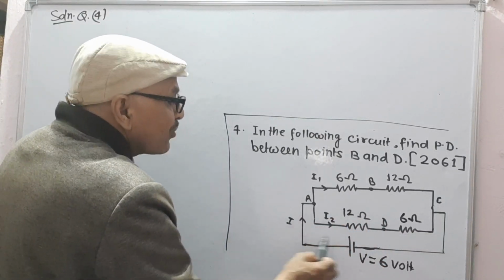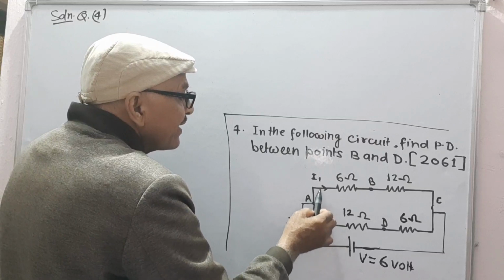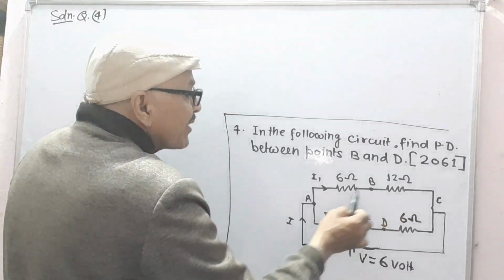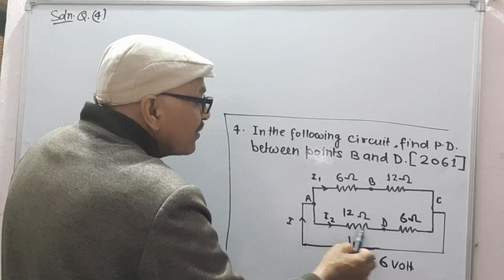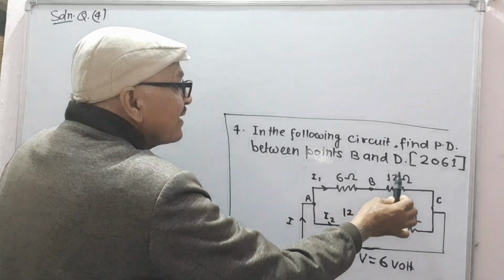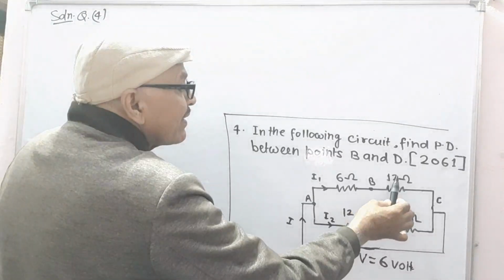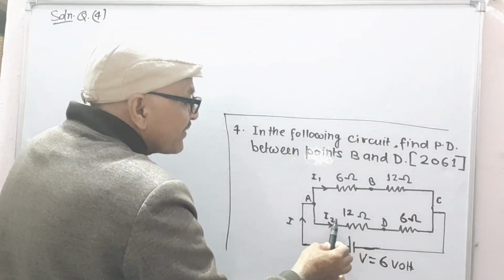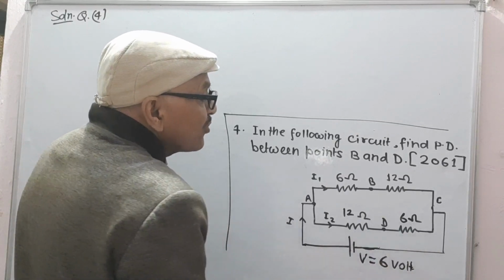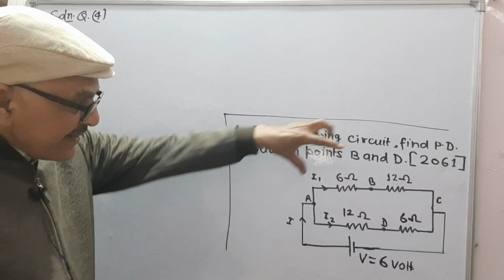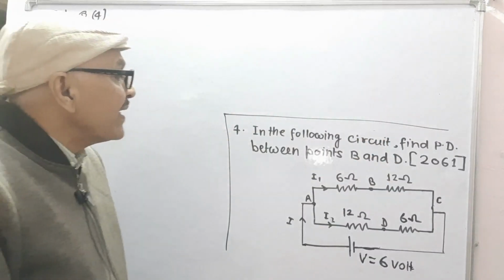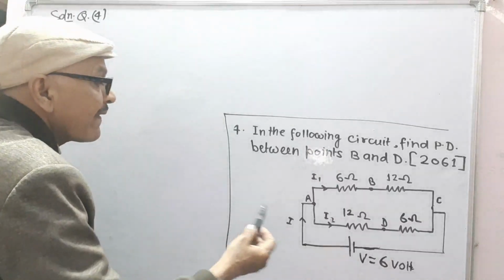If current I flows from the battery to the circuit, then current I1 flowing in the upper branch and I2 flowing in the lower branch will be the same, because this path is of 6 plus 12, that is 18 ohm. Similarly, this path is also 12 plus 6 is equal to 18 ohm. Because the resistance of both paths are equal, therefore the current will also be equal.